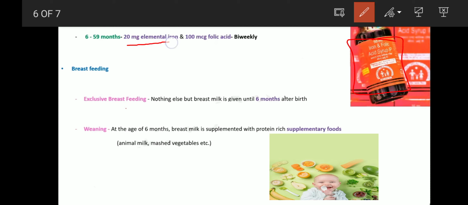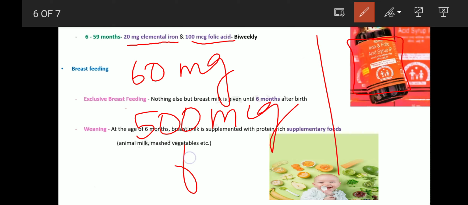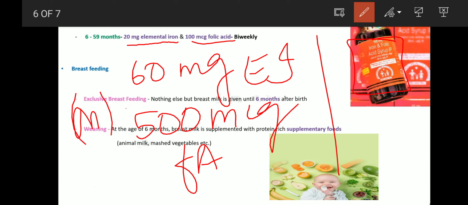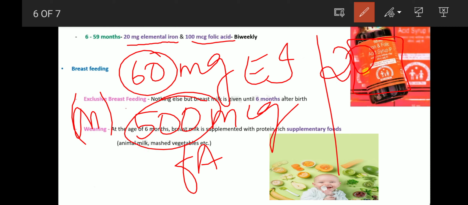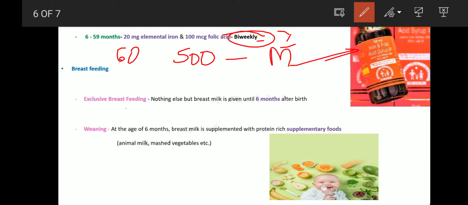So we can see here 20 mg of elemental iron and 100 mcg of folic acid bi-weekly is given. There we saw 60 mg of elemental iron and 500 mcg of folic acid in the case of the mother. For the infant or the baby, from 60 it becomes 20 mg, and from 500 it becomes 100 mcg, that is the difference. Here 60 and 500 were the values for the mother. This is for the infant. This syrup has to be given bi-weekly.